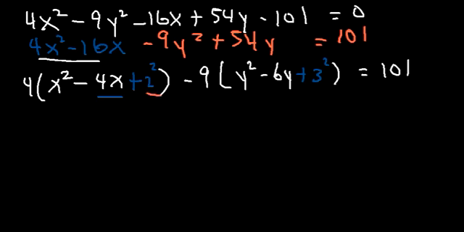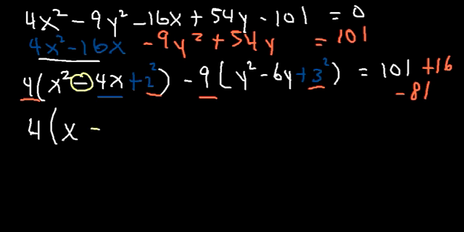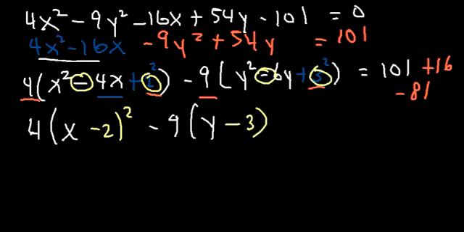Now 2 squared is 4 times 4. We need to add 16 to this side. 3 squared is 9 times negative 9, so that's negative 81. So let's add negative 81 to that side. So now let's factor. It's going to be 4 times (x - 2) squared, and then minus 9 times (y - 3) squared. So 101 minus 81, that's 20. 20 plus 16 is 36.